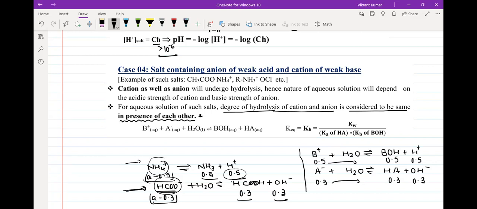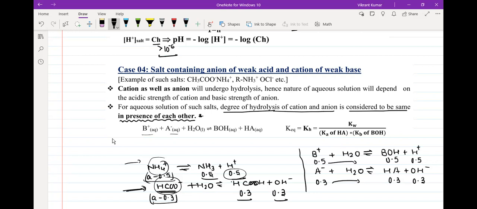Whenever such a combination comes, any combination which is having extra H plus or OH minus, or extra stronger acid in presence of the conjugate base of a weaker acid, they will react. Is it okay? Clear? Ultimately they are going to react with each other to ensure that an equal amount of these ions will be consumed in the reaction. Is it okay?